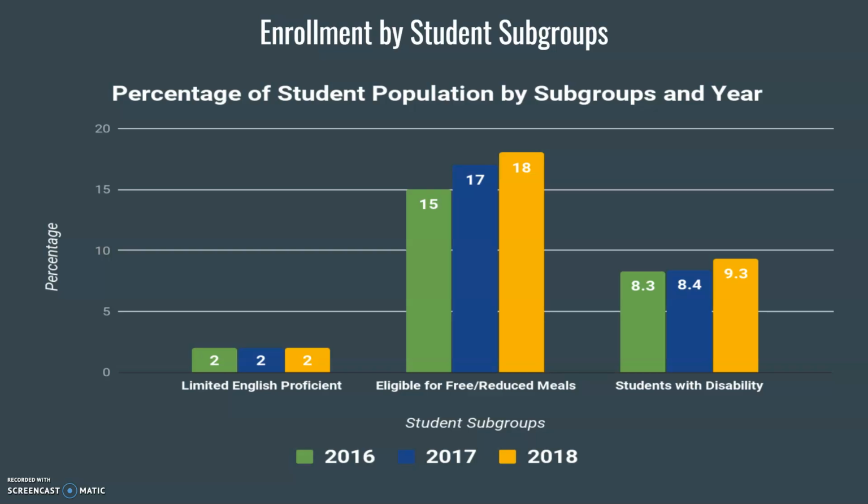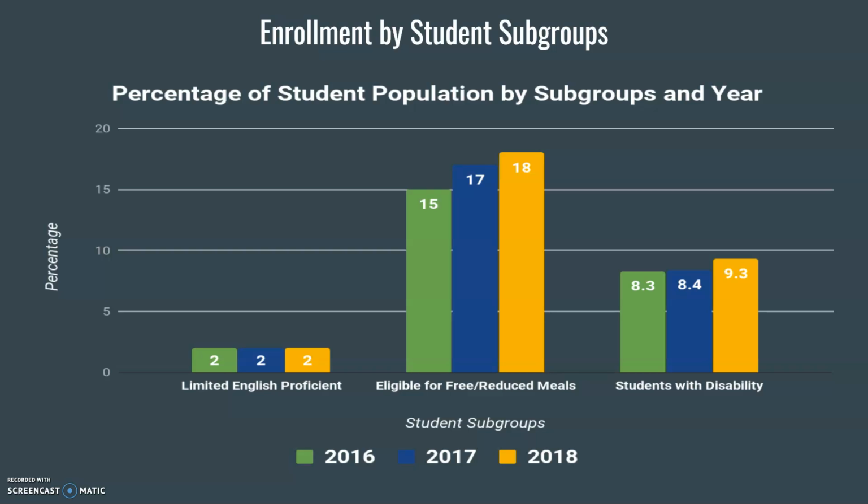Here's our enrollment at North Oconee High School broken down by student subgroups. Here we have 3 student subgroups listed: the limited English proficient, eligible for free and reduced meals, and students with disability.